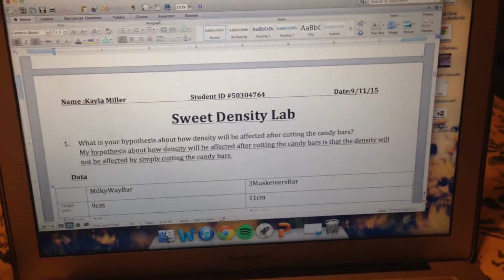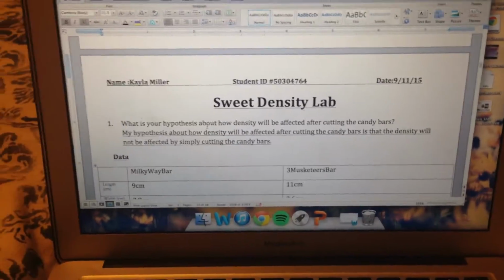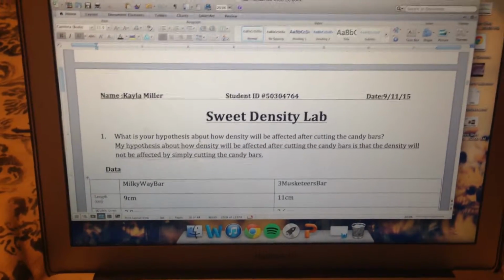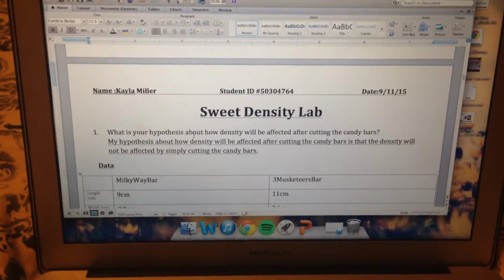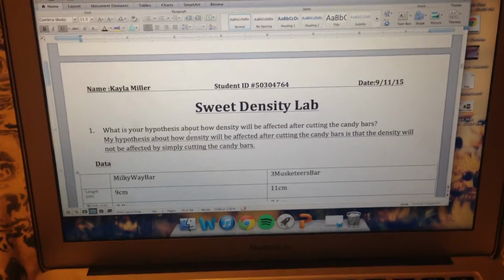This is my Sweet Density Lab number 2. My hypothesis about how density will be affected after cutting the candy bars is that the density will not be affected by simply cutting the candy bars.